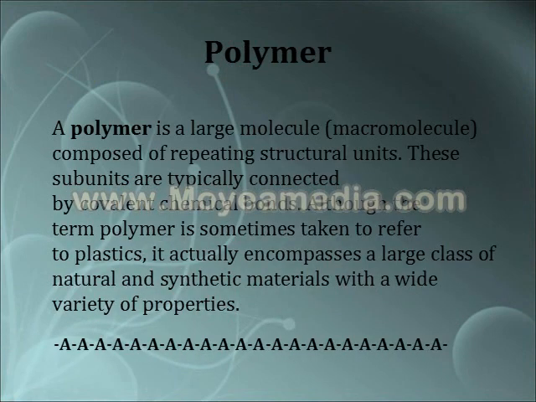First of all, what is a polymer? A polymer is a large molecule. You can say it is a macromolecule which is composed of repeating structural units. These subunits are typically connected by covalent chemical bonds. Although the term polymer is sometimes taken to refer to plastics, it actually encompasses a large class of natural and synthetic material with a wide variety of properties.